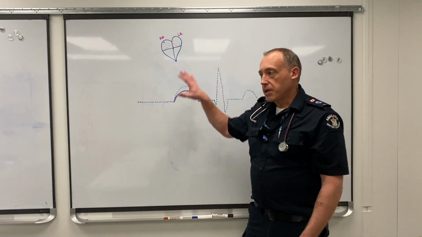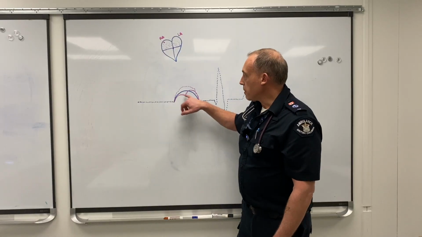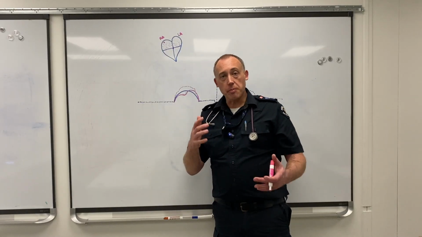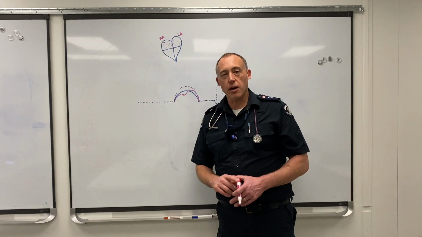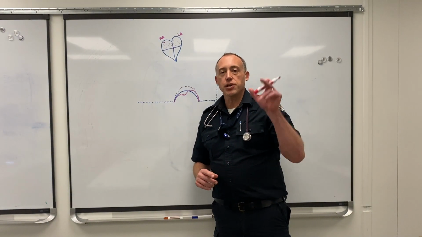So that's it. The P wave represents atrial depolarization. It can appear in different ways in different disease states depending on what's going on on the left and right side of the heart. Hope that was helpful, and we will catch you in the next video.